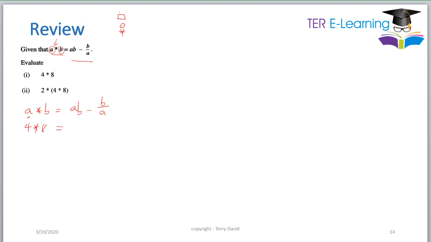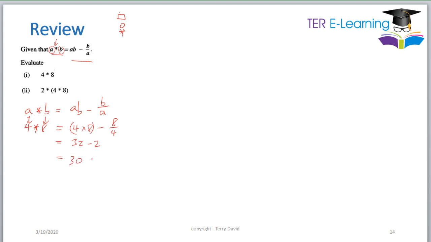Because what it's really saying is that here A is 4 and B is 8. That's all they're telling you. So A star B would be 4 multiplied by 8, minus B over A. B in this case is 8 and A is 4. So this is 8 4s, 32, minus 8 divided by 4, which gives me 2. So therefore my answer in this case is simply 30.